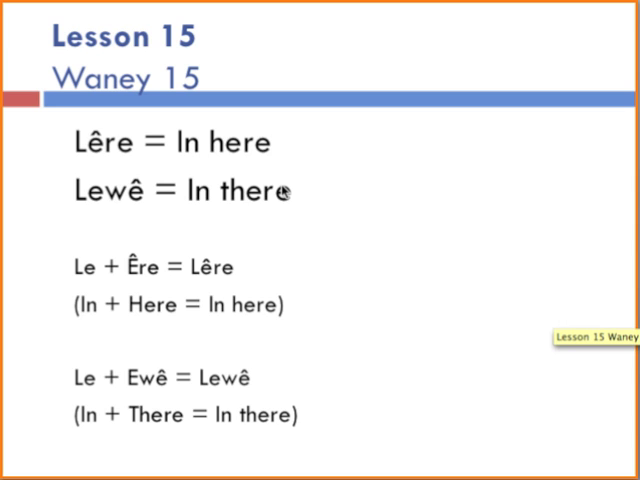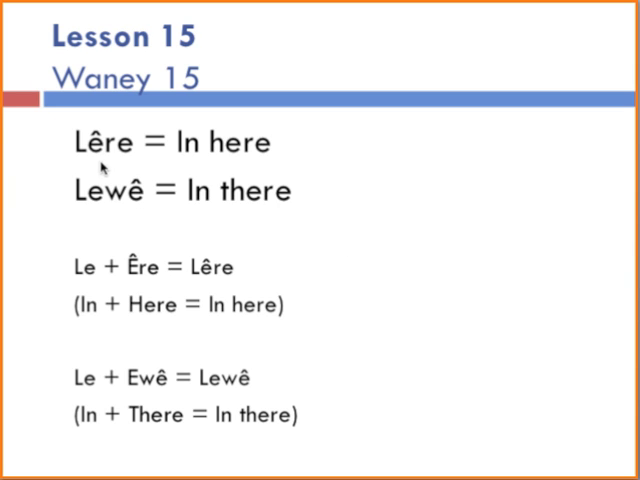Here we have Leer. Again, the E with the hat is E, and the E without the hat is A, so it is like a short A. So Leer, in here. Lewe, in there. Be careful here. The second E has the hat on it. Lewe.